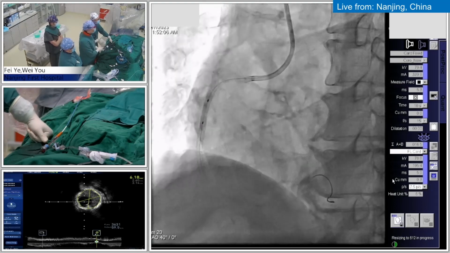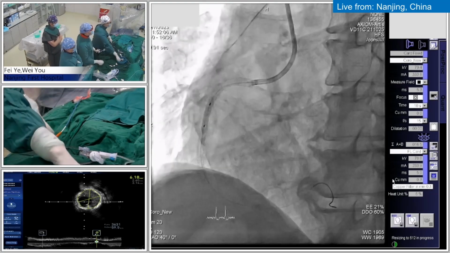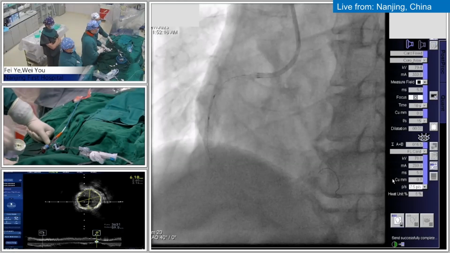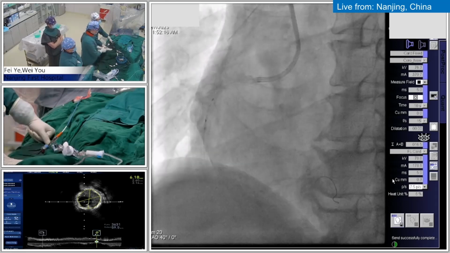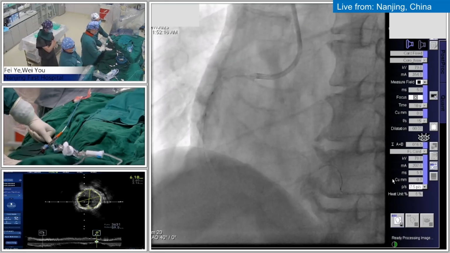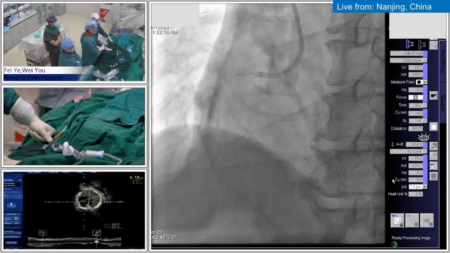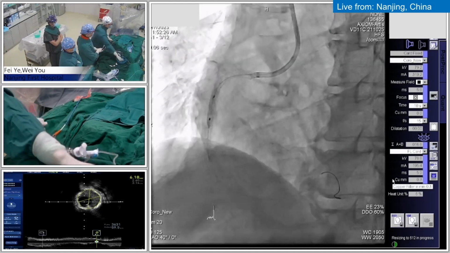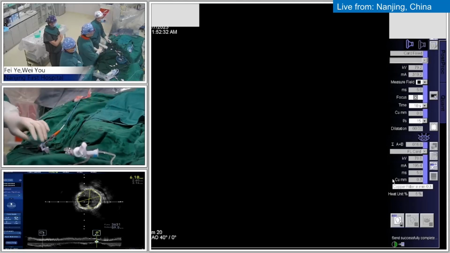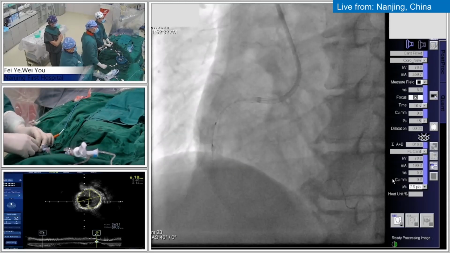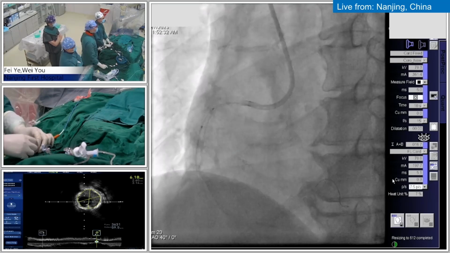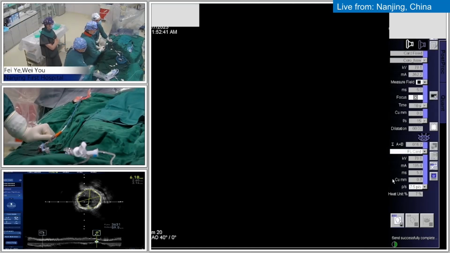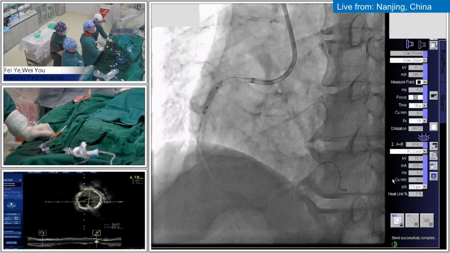22. Okay. One more again. 20. Okay, now it's the 3.5 NC balloon. Just inflate at 22 atmospheres. Okay, done. Okay, 20. Okay, 22. 20. 22. Okay, done.